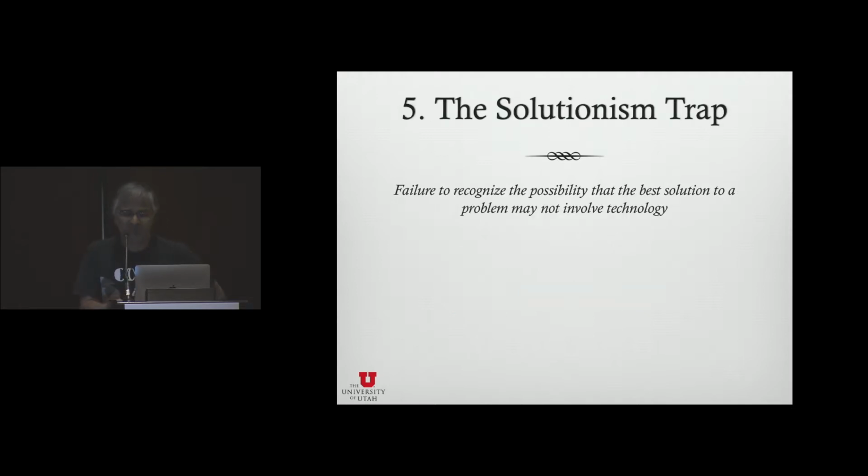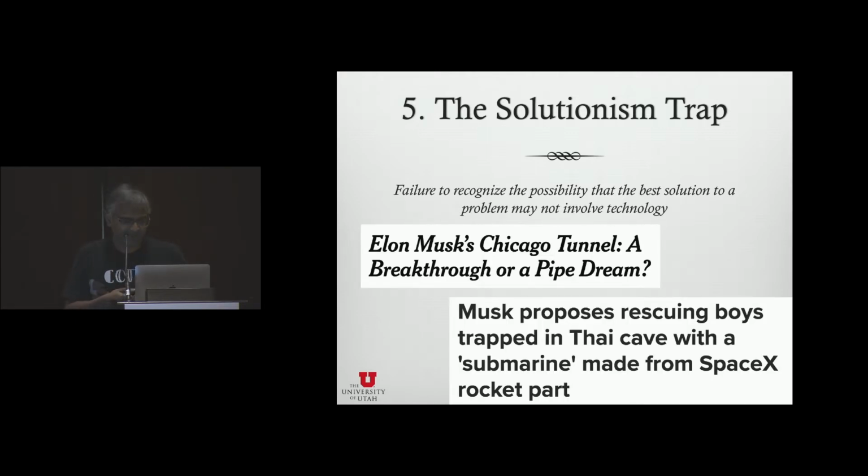The final trap is a much more philosophical and also pernicious trap, because it's a thought process trap. It's a failure to recognize that it's not always the case that technology must be at the core of any solution. We had a much more catchy title for this trap earlier, and we felt we should remove it, but it's really the Elon Musk trap.